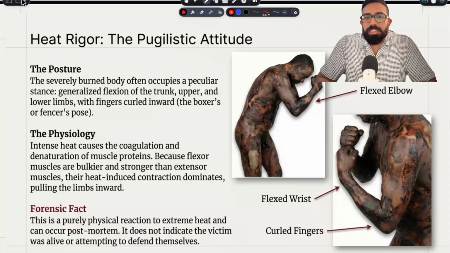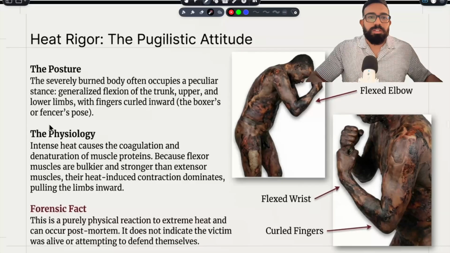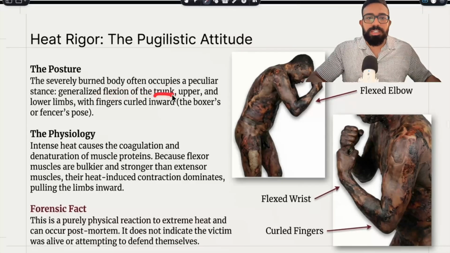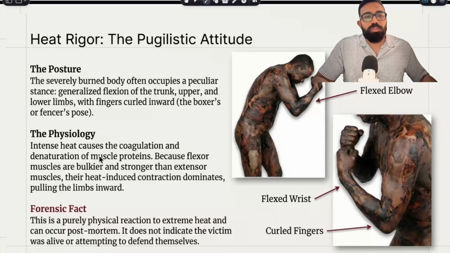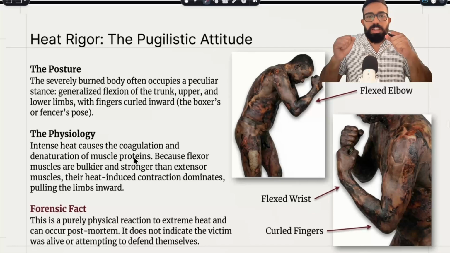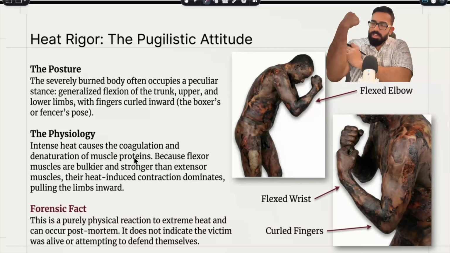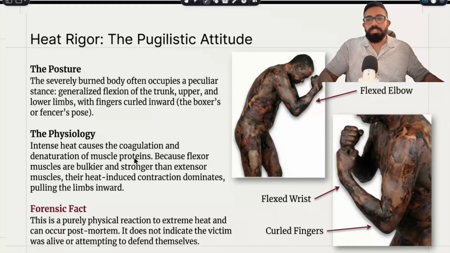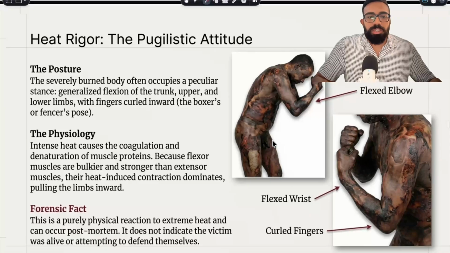You can see the exact pictures, how the body is. It's a peculiar stance. There is a generalized flexion even of the trunk, upper extremities, and lower extremities, and this is the classic boxer's pose. What is the pathophysiology? The pathophysiology is coagulation and denaturation of the muscle proteins. Since the flexors are in general bulkier and stronger than the extensors, the flexors contract more, and that causes this peculiar attitude.